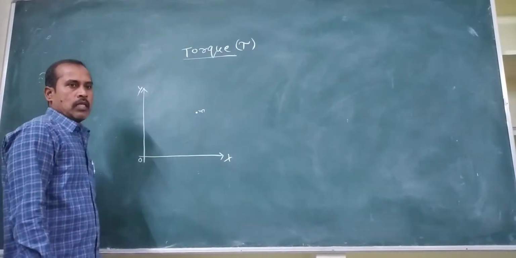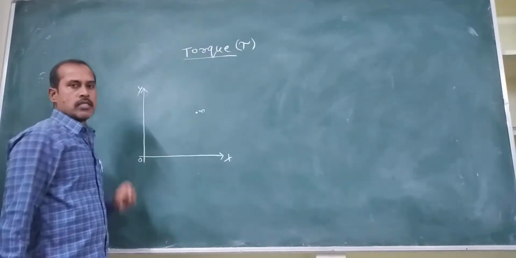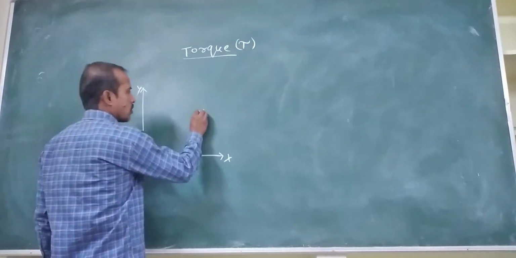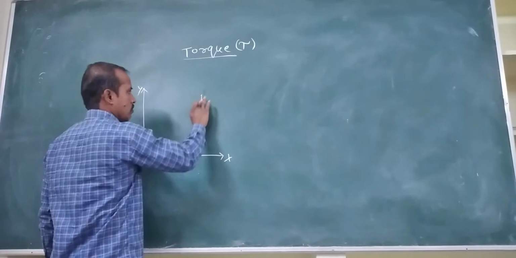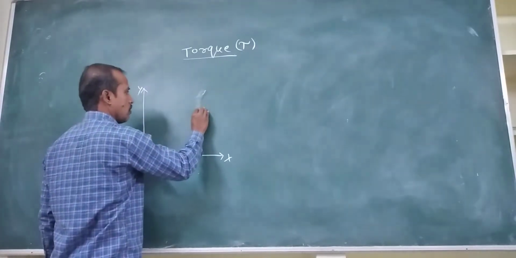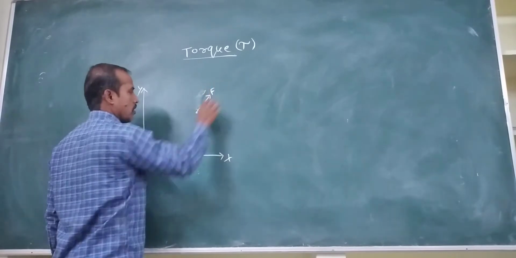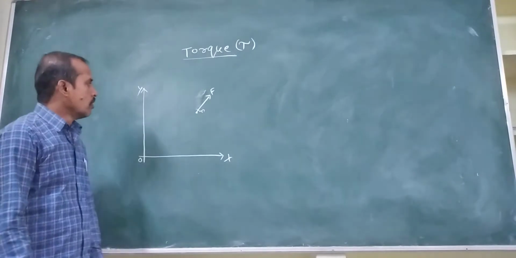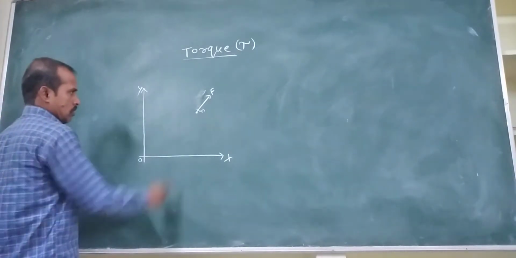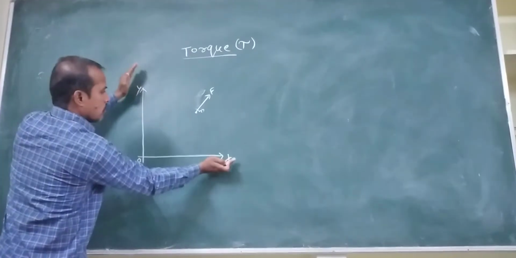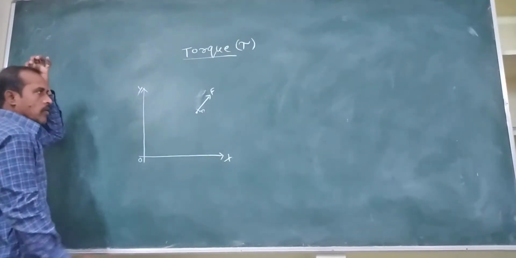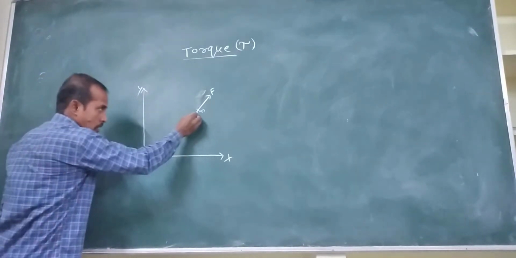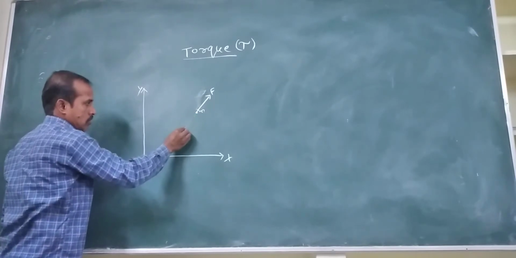Now consider the force acting on this single particle. For example, this is the force, acting on the rotating particle of mass m, in the plane of xy. Now, according to the statement, for example, here this line along which the force extends.